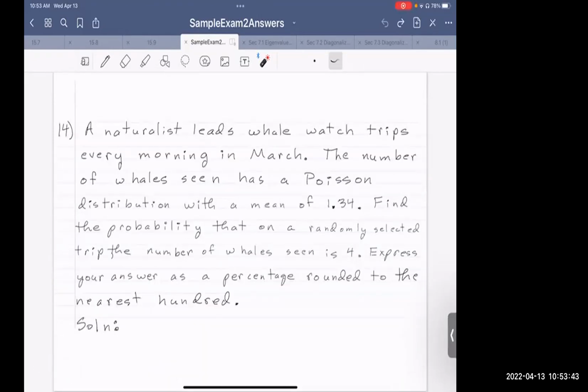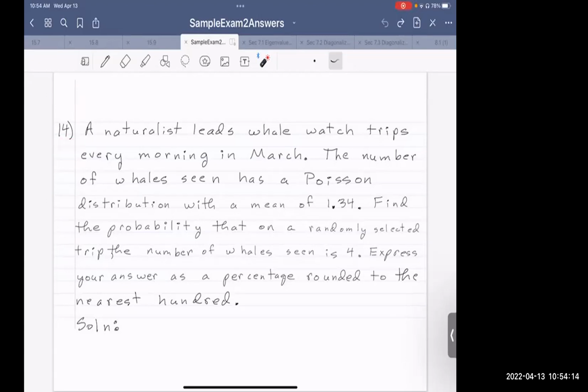Problem number 14. Steve, a naturalist leads whale-watch trips every morning in March. Yes. I'm just gonna yes. Okay. Yes. Okay, bye. Okay. Bye right now. Okay.